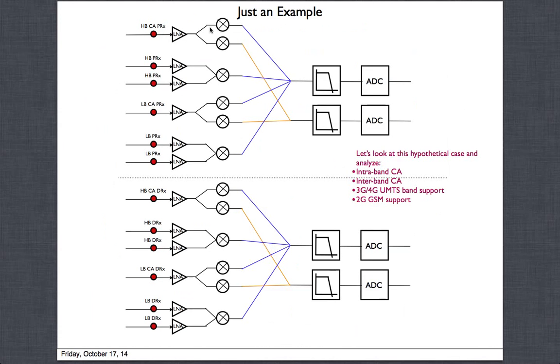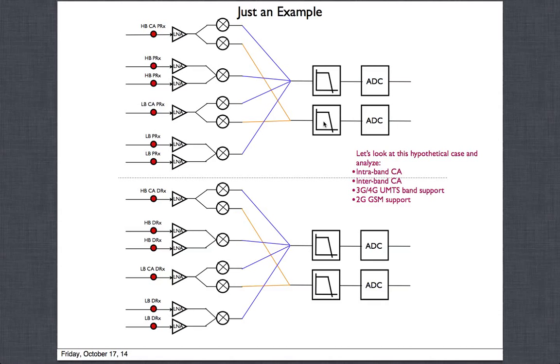You have an LNA, you split into the 2 mixers. They will have 2 different synthesizers, which I'm not showing here, the synthesizers that will supply you the LO frequencies. They will go to 2 different paths. So this path will be there for intraband carrier aggregation. This path will be there through this filter and then go through the ADC and finally going into the baseband processor here. Okay, so this will support high band carrier aggregation with intraband in high. Okay, intraband within the high band 2 channels.